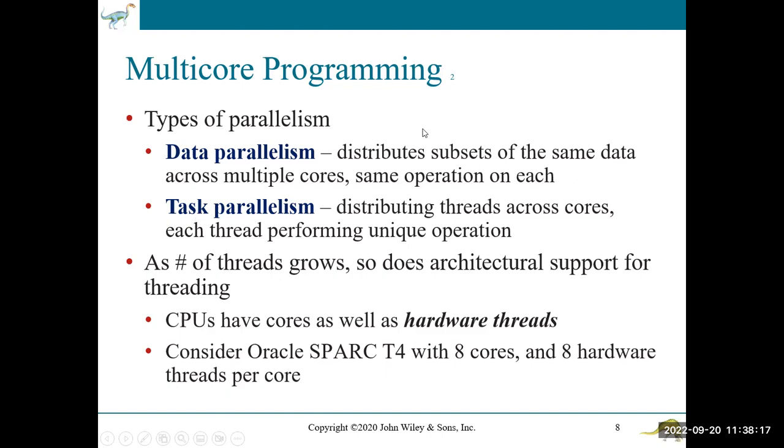When you're working on parallel computing solutions and you're distributing the data and splitting the data into smaller chunks across different CPUs, that would be a case of data parallelism, as opposed to taking the tasks and splitting each separate instruction across cores. And as the number of threads grows, so does the architectural support for threading. CPUs have cores as well as hardware threads, right?